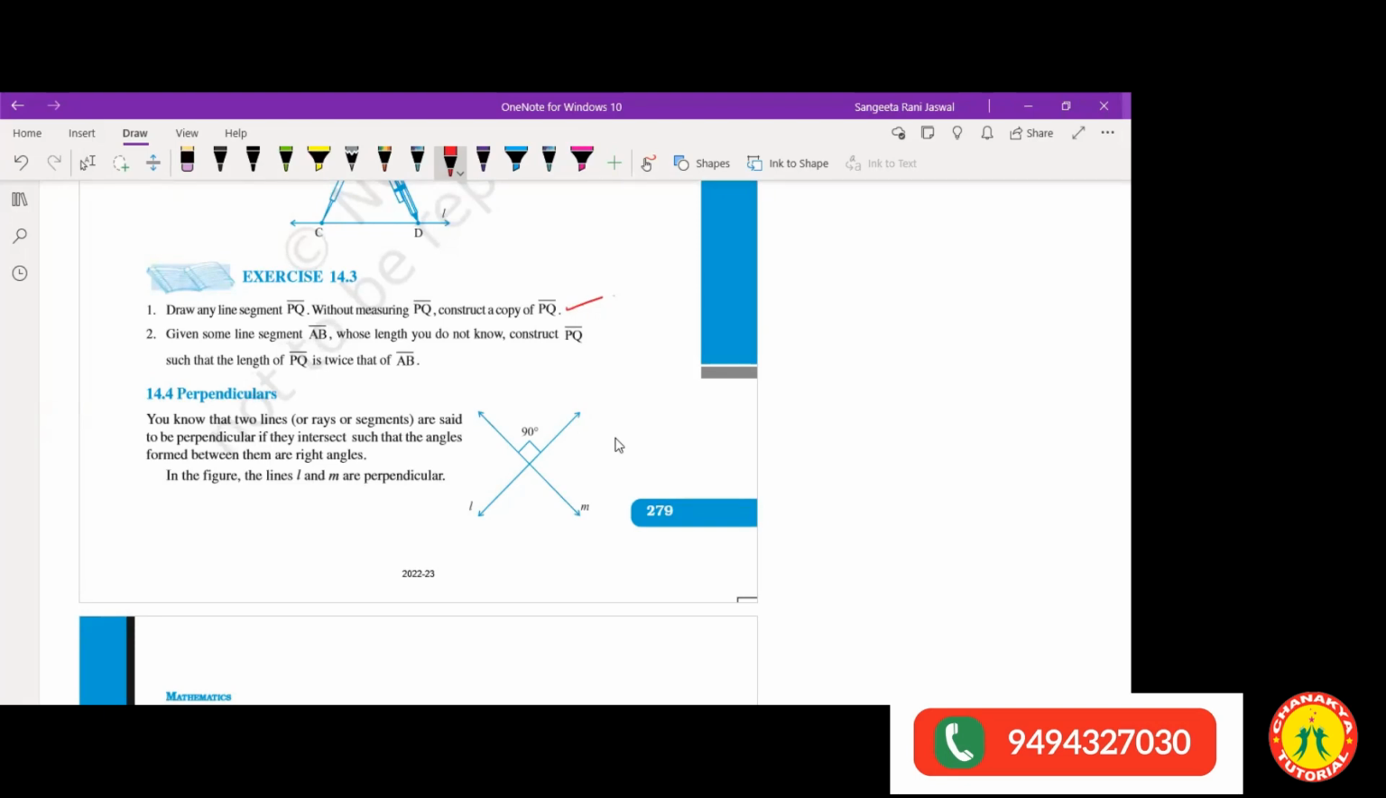First, draw a line PQ. Draw a line PQ first. Any line of any measurement first. Any small line.